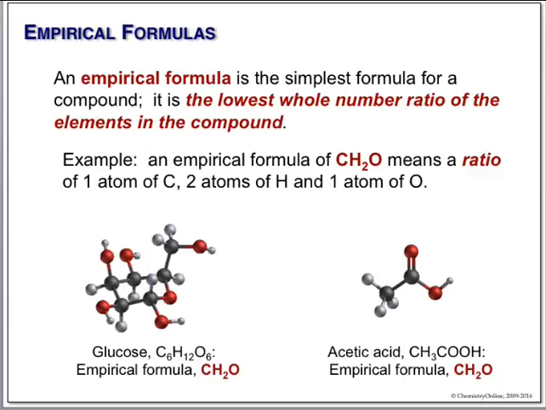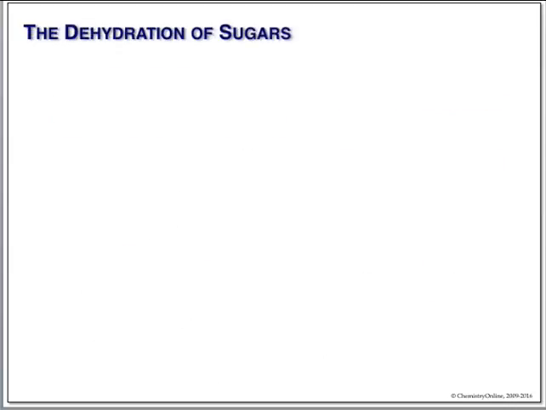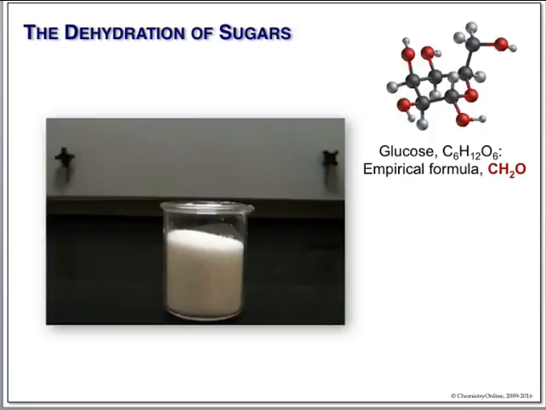We care because when you do an analysis, if you have an unknown compound and you analyze it, what you get is the empirical formula. So that's why this is important. The other thing I want to point out, this is sugar, right? What do we refer to sugars as? They are carbohydrates, right? Look at the empirical formula. Carbon and water. Carbohydrate. That's where that comes from. And that brings us to a really neat demonstration. Sugar is carbohydrate.